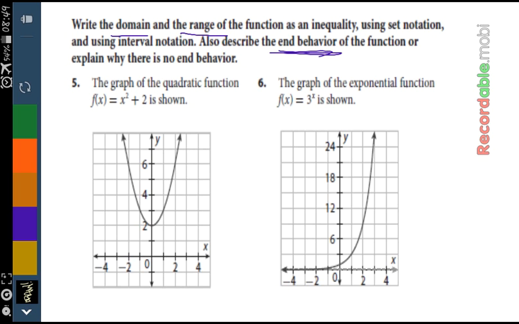Finally, the end behavior describes what happens to y as x increases too much. As x tends to positive infinity, what happens to the values of y?